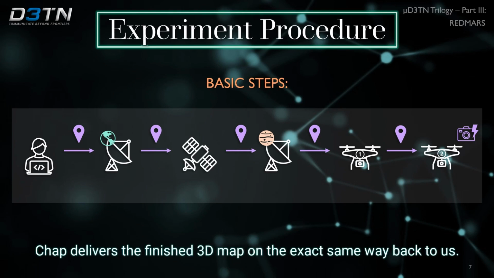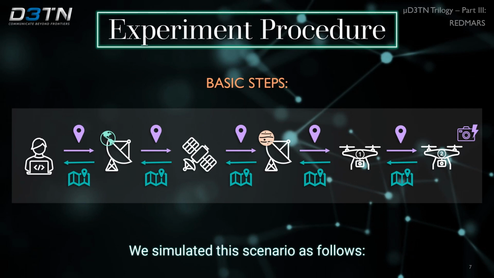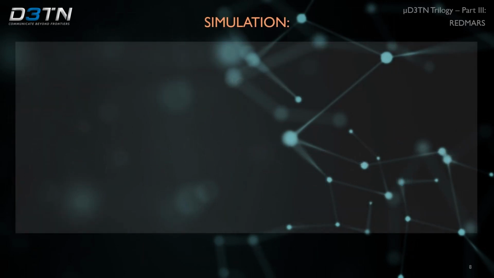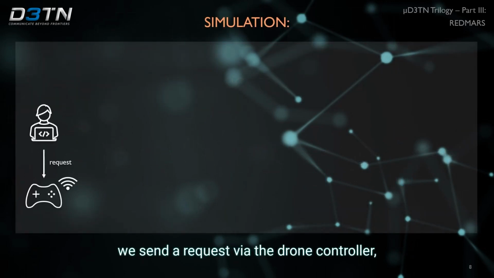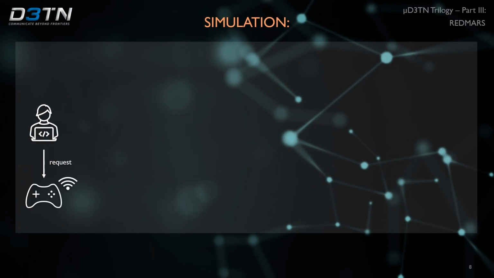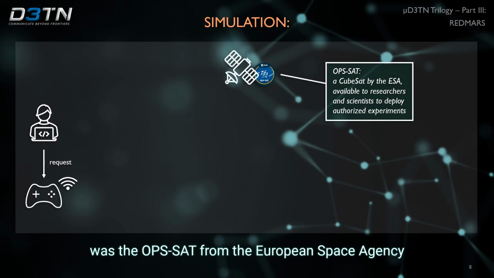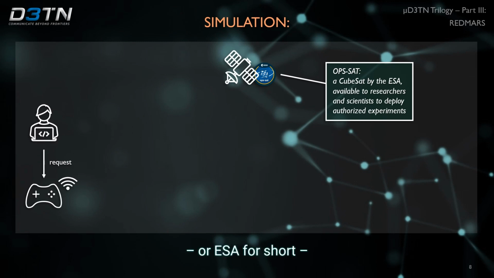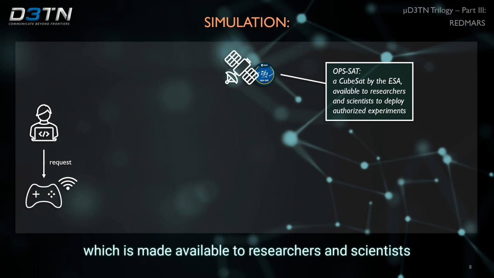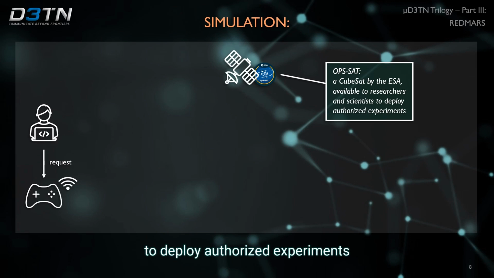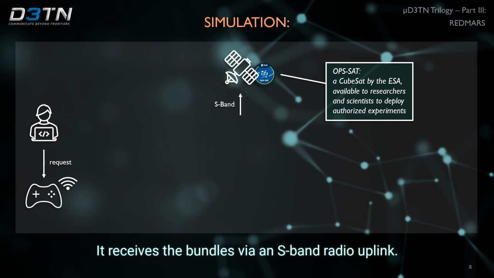In the last step, CHAP delivers the finished 3D map the exact same way back to us. We simulated the scenario as follows. To configure the flight path of the drone, we sent a request via the drone controller, which is connected to the internet. The satellite that we used for emulating the Mars link was the OPS-SAT from the European Space Agency, or ESA for short, which is made available to researchers and scientists to deploy authorized experiments for new protocols, algorithms, and techniques. It receives the bundles via an S-band radio uplink.